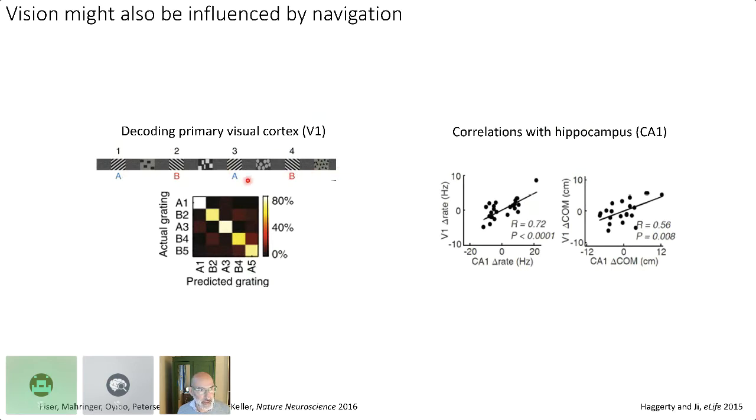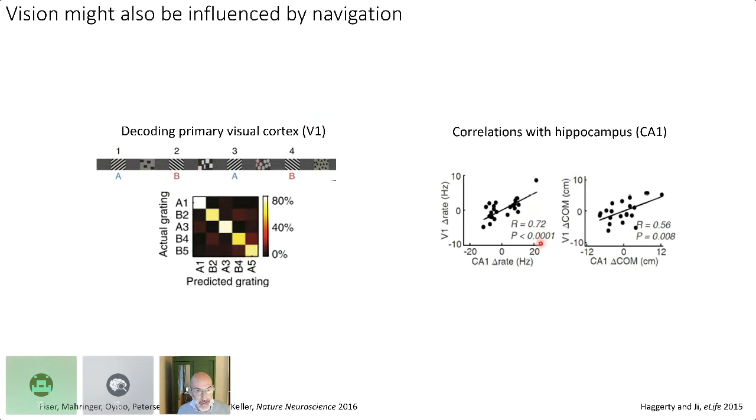It got complicated after that. And these authors, the Keller group, were able to, by imaging the activity of lots of neurons in primary visual cortex, decode whether the mouse was at the first A or at the second A, even though visually they're similar. They're not identical because there's other stuff in front of the animal, but they're similar.